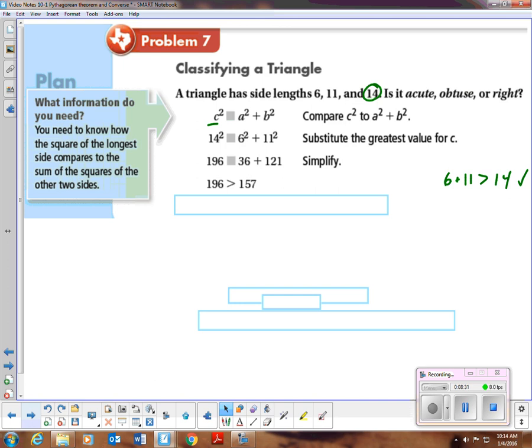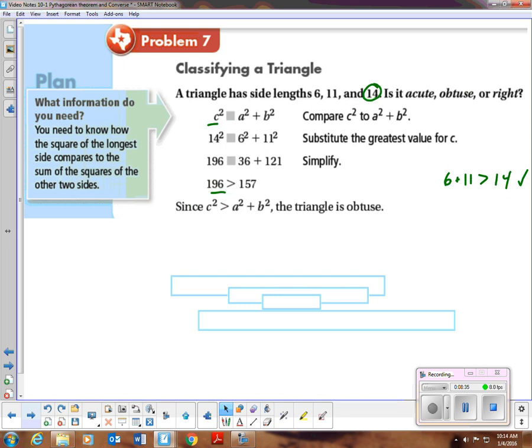And remember, this is the A side. So which side ended up being bigger? This side, so it's going to be an obtuse triangle. Remember that if the A squared side were bigger, it would be acute. A for acute.